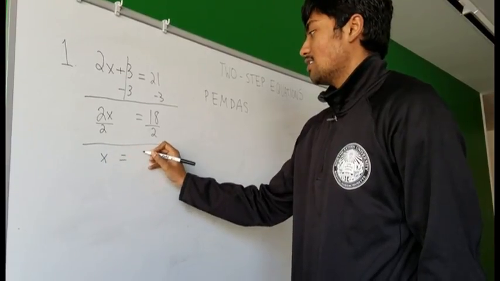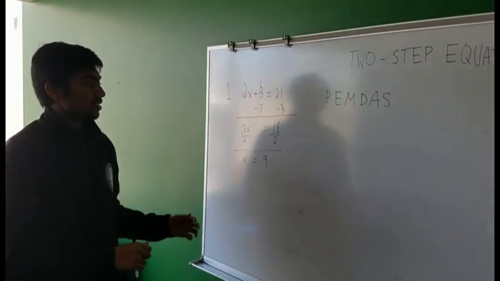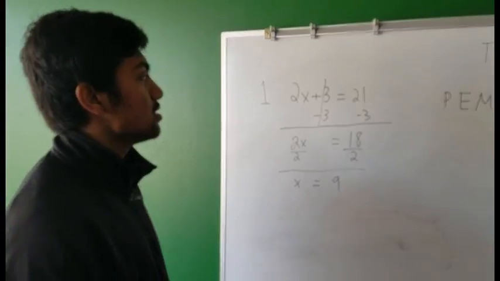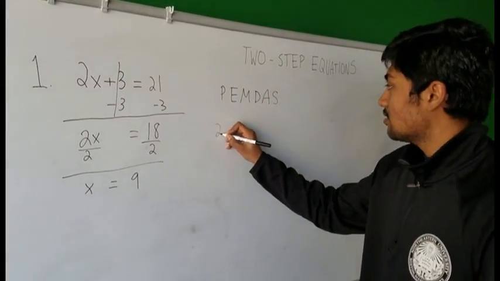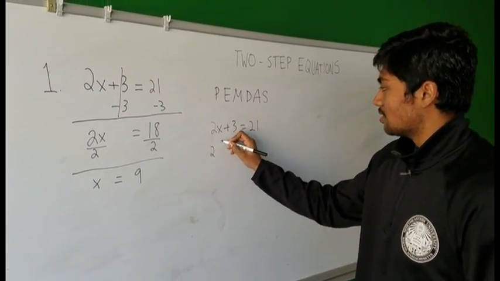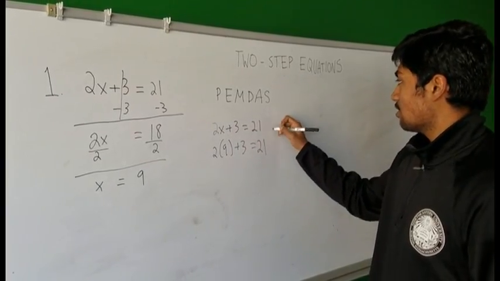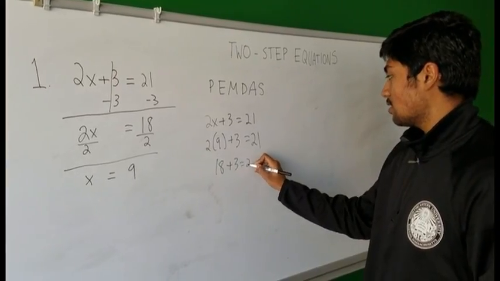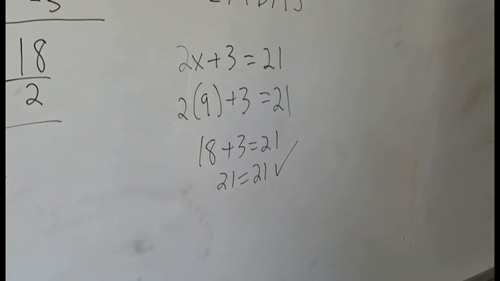And now you get x equals 9. To be sure about your arithmetic, when you get to your final answer, you can plug in 9 for x back into the original equation to see if you get 21. So let's try it. Substitute in 9 for x. Now use the normal order of operations. 2 times 9 is 18. And 21 equals 21. So our math was right.